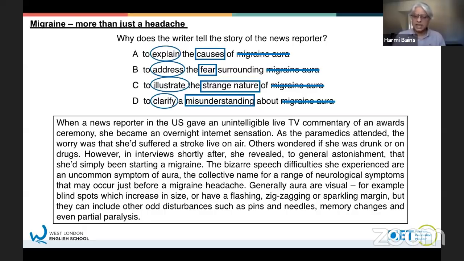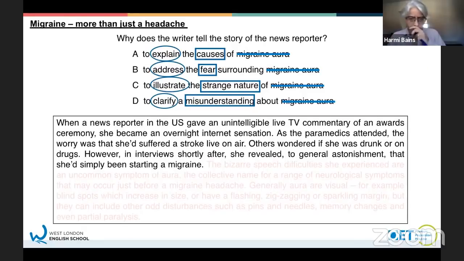So again, we're going to have to understand the whole paragraph. It's not a detailed question. You're not just going to find this in a sentence or in half the paragraph. You're going to have to really understand the whole paragraph. The first half of the paragraph talks about the news reporter. The news reporter was giving a live commentary.